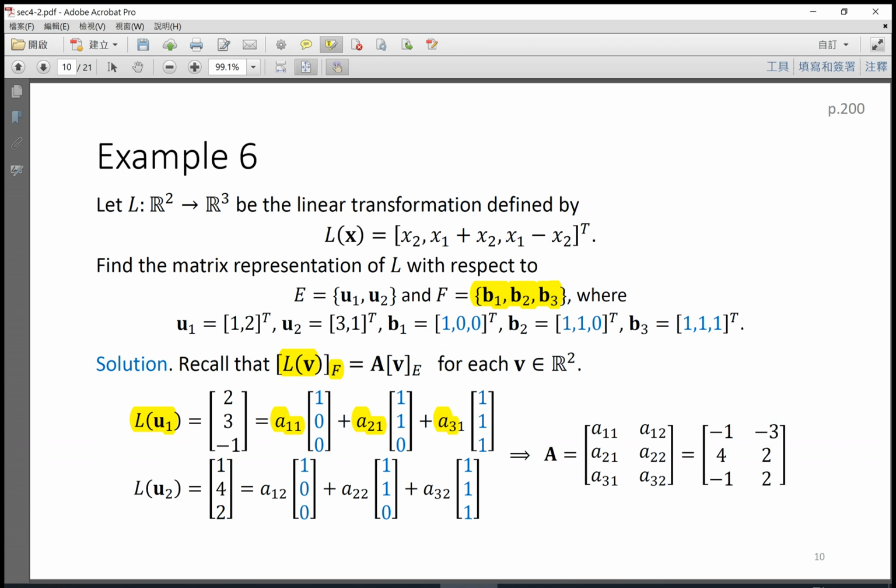Note that this equality gives rise to three equations, and there are three variables to be solved. After solving the three equations, we obtained A11, A21, and A31 as -1, 4, and -1. And A11, A21, A31 is the coordinate of L of U1 with respect to F, which is the first column of matrix A.